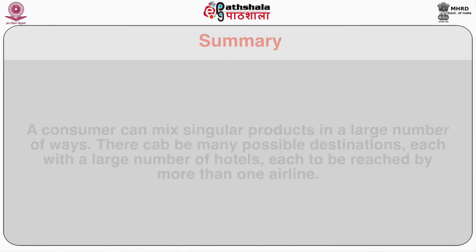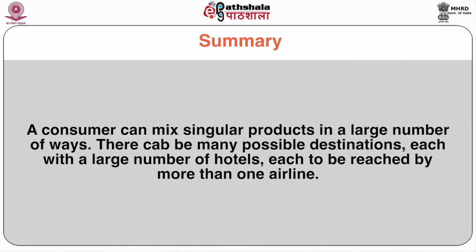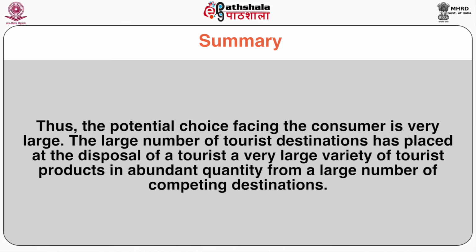Each of the elements of a tourism product is offered by individual suppliers or services like airline companies, travel agencies, hotels and resorts, etc. Major components of a tourism product are attraction, accommodation, accessibility and amenities. A consumer can mix singular products in a large number of ways. There can be many possible destinations, each with a large number of hotels, each to be reached by more than one airline. Thus, the potential choice facing the consumer is very large.